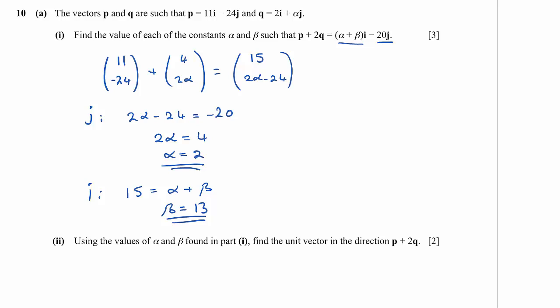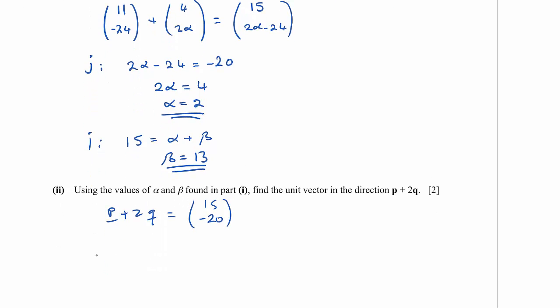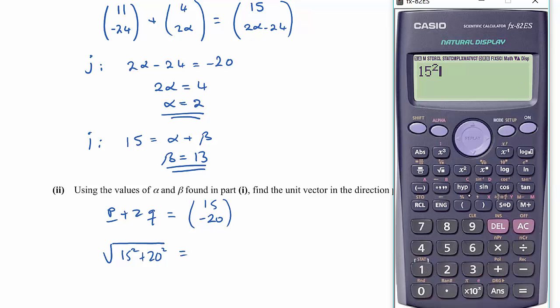And using the values of alpha and beta now from part 1, find the unit vector in the direction p plus 2q. Well, p plus 2q, we've just established, is 15, negative 20. So the modulus of that would be the square root of 15 squared plus 20 squared. I know it's going to be 625 before I started typing it in. 625, so square root of that is 25.